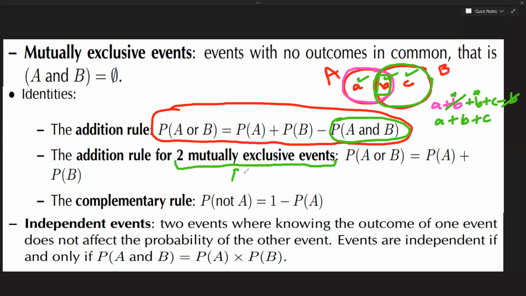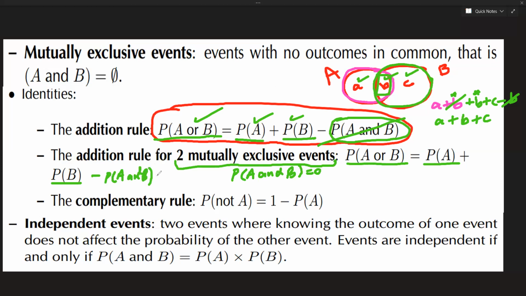Remember, mutually exclusive events, we said P(A and B) is equal to 0, right? So obviously the addition rule will still have this part, and that part. This part will disappear because it's equal to 0. So that's why here you have P(A or B), which is that part, equal to P(A), which is this part, plus P(B), which is that part. Because it's mutually exclusive, that minus P(A and B) is going to disappear because it's equal to 0 here. Do you see it? Because of mutually exclusive.